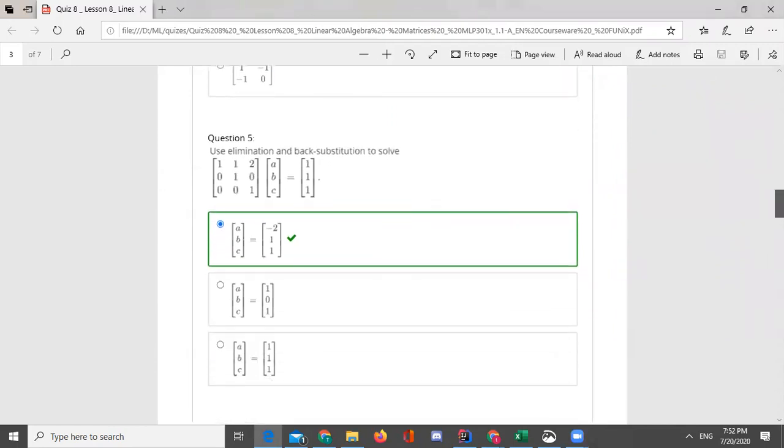Question number 5, use elimination and back substitution to solve. Oh, so we need to use ABC, right? Yes. First of all, you have to calculate the value of C, then the value of B, then you have to put the values of B and C. It's very simple. I don't understand how to do it. Try it. Let me share my screen with you so you can get an idea from that. Then you will try it.